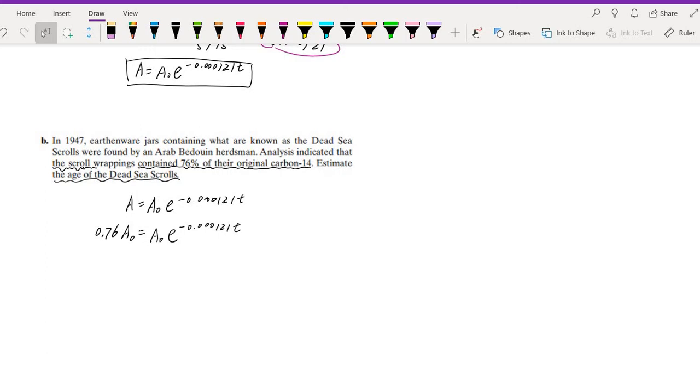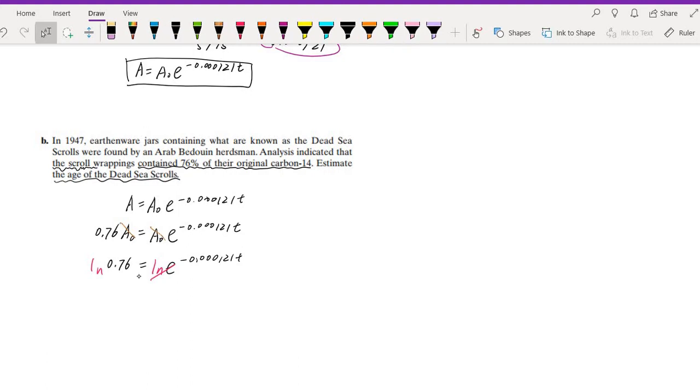The main thing is you have to make sure you know how to set it up. Once you find part A, part B is actually quite simple. You're just going to solve it. This time, instead of dividing, I know they're going to cancel out, so I'm just going to write it down. So we're going to have 0.76 equal to e to the negative 0.000121t. And then we're going to take a natural log of both sides. Okay, they're going to be gone.